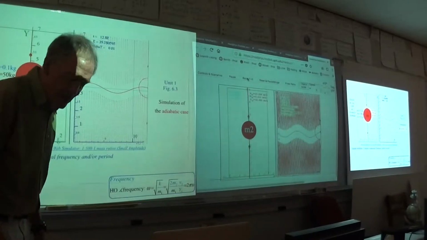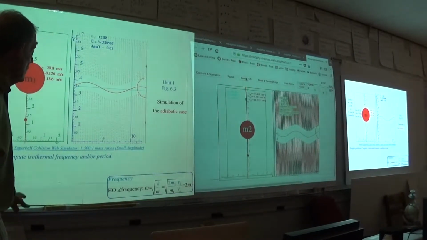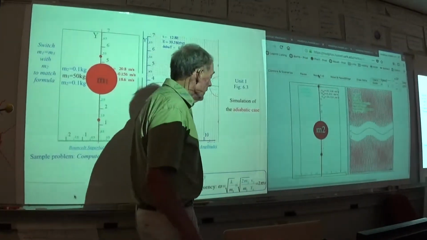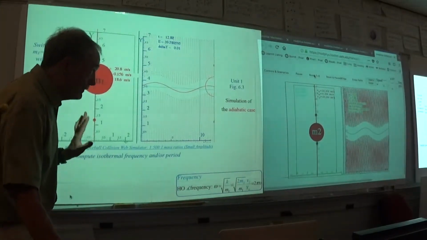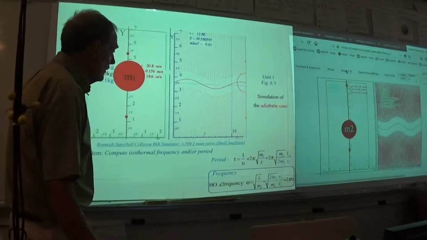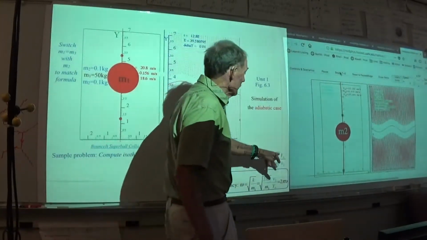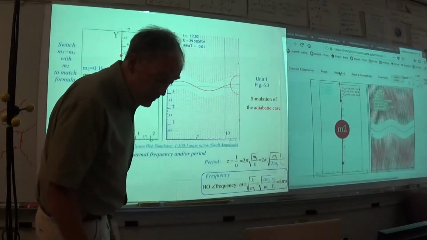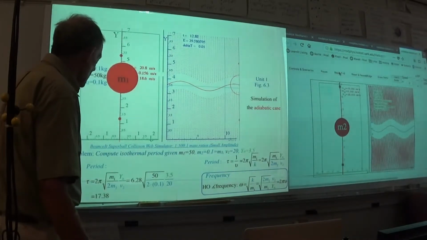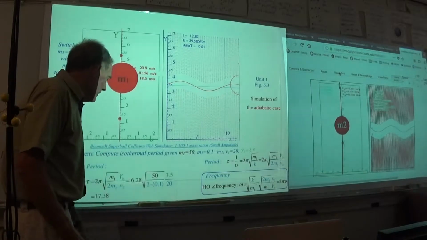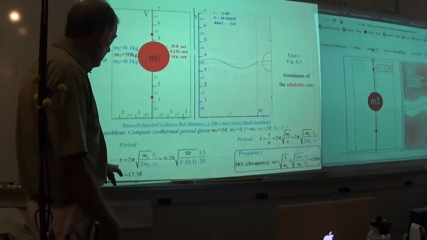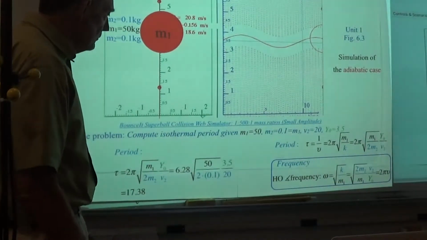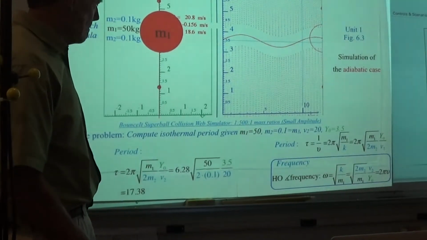Let's see if I have some other ones here. Now, before we go on, this particular one is asking us to calculate the actual frequency. What is the harmonic frequency of this system at low amplitudes? We've got to put in y0, the velocity we start with, and the mass ratio of 50 to 0.1. That's this ratio right there. And what I get is a period I can measure. This is time here. I get a period of 17.38. And that isn't what I'm seeing here.